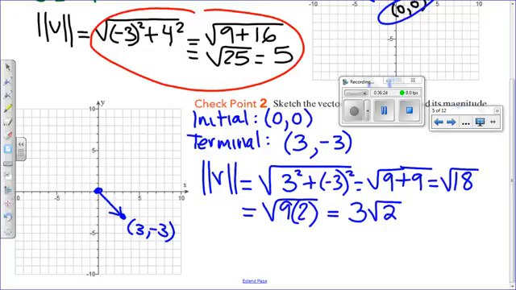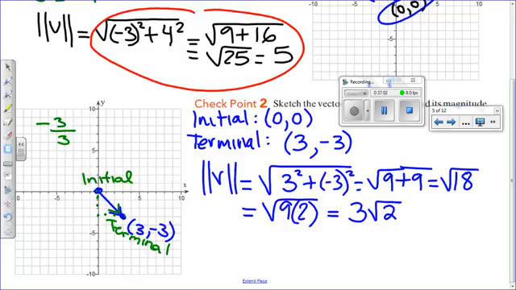Now, if we were asked to find the direction, what would you guys say the direction is? So if we go from the initial to the terminal, and we calculate the slope here, you could see it will go 3 units down, 1, 2, 3, and then 3 to the right. So the slope, which represents the direction, will be negative 3 over 3, okay? And that will be going down.